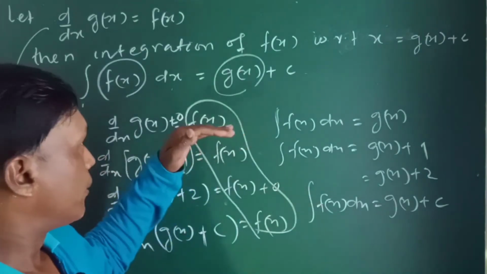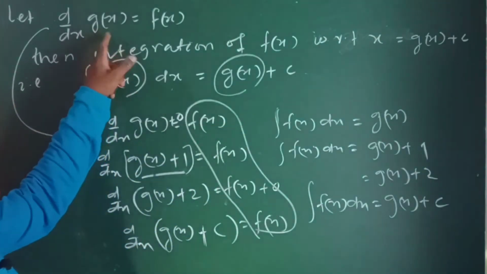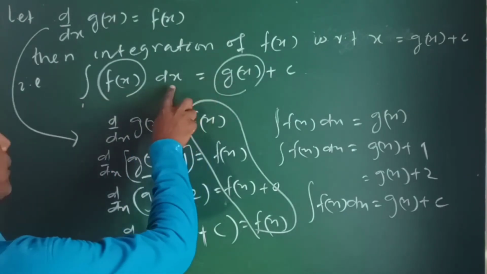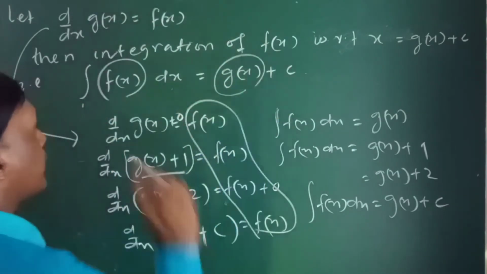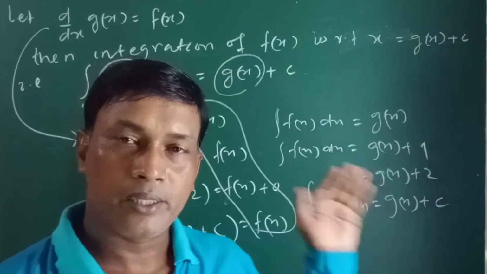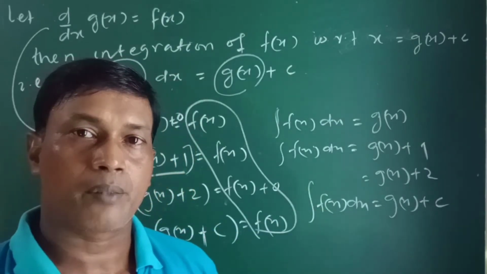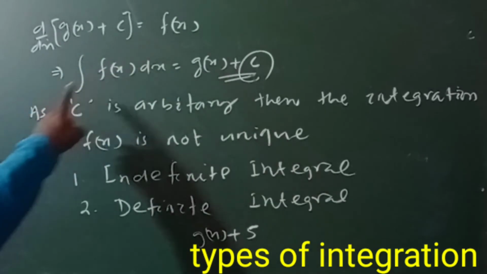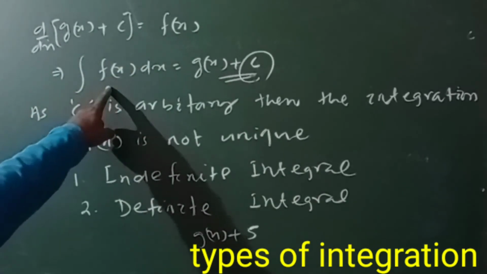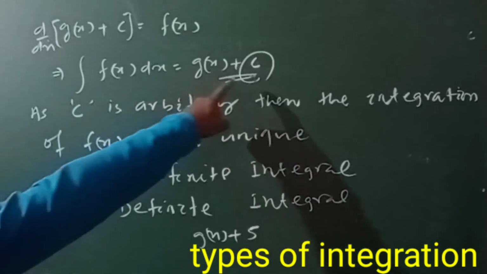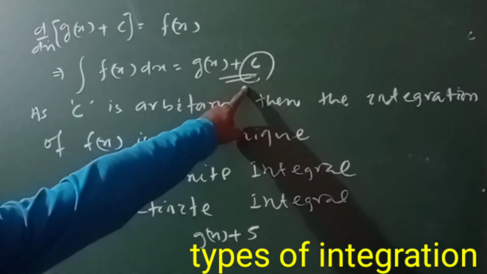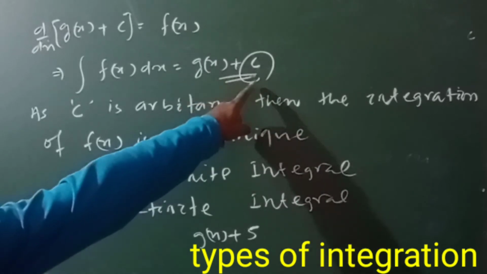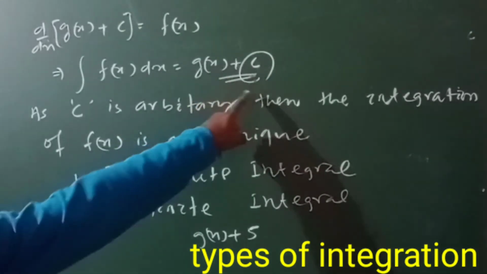So if derivative of g of x is f of x, then the integration of f of x with respect to x is equal to g of x plus c. This is the symbolical representation of integration. Derivative of g of x plus c is equal to f of x, which implies integration of f of x with respect to x is g of x plus c. This c is arbitrary. If you take c equal to 1, then g of x plus 1. If 2, g of x plus 2. If 3, g of x plus 3.